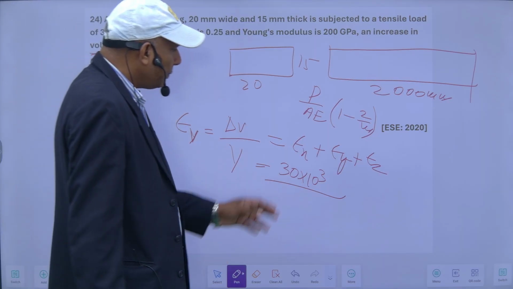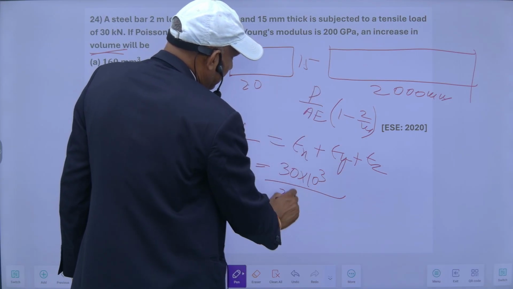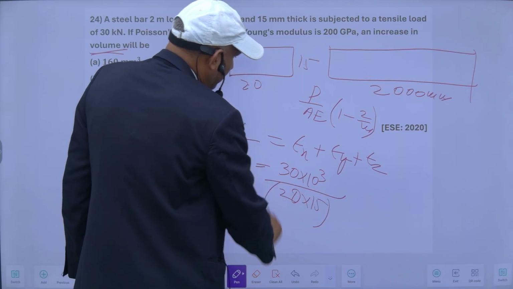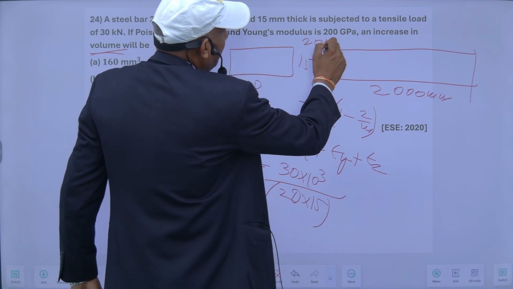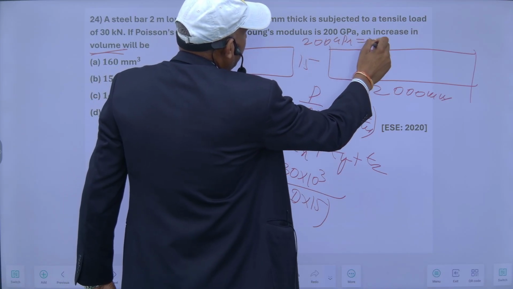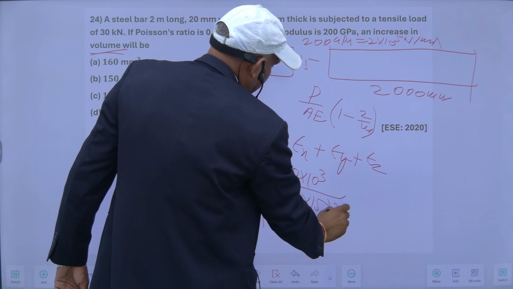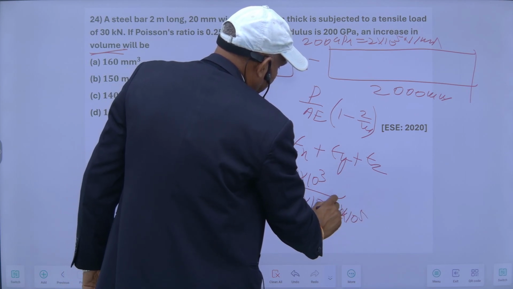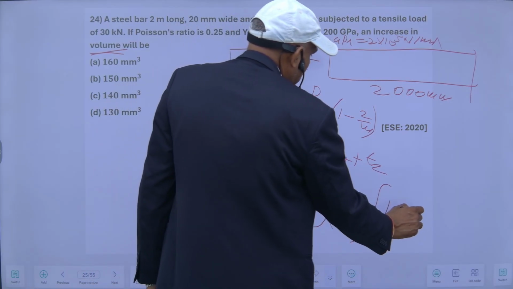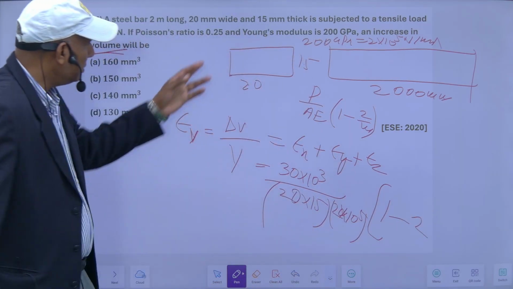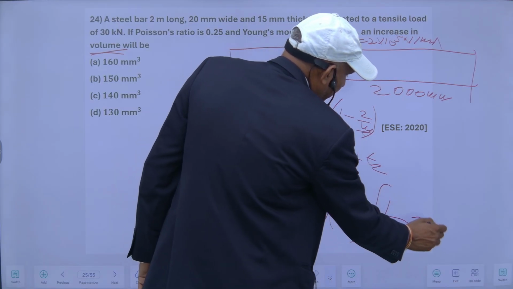So P upon AE, means area of cross section will be this width into thickness into E. E here is 200 gigapascal. 200 gigapascal means 2 into 10 raised to the power 5 Newton per mm square. So this you can put here. This is the value of the E into 1 minus 2 into Poisson ratio is 0.25. So 1 upon m is 0.25.